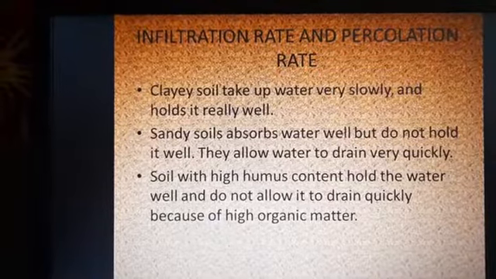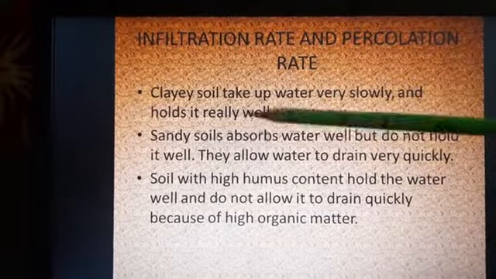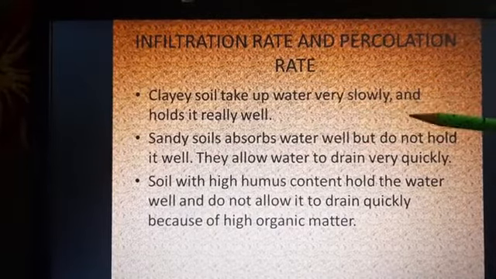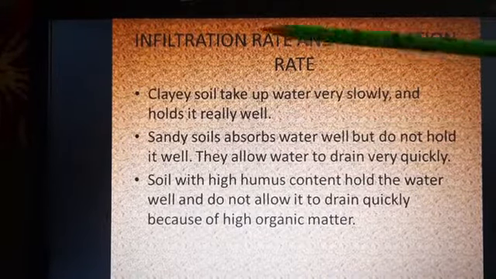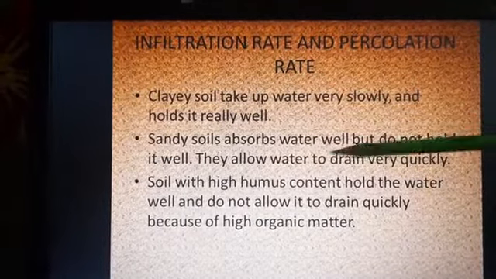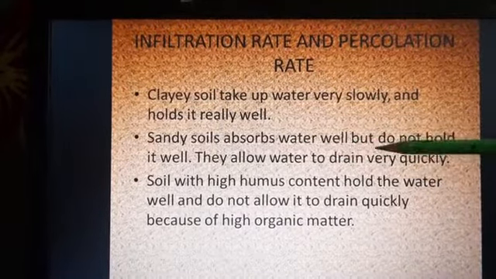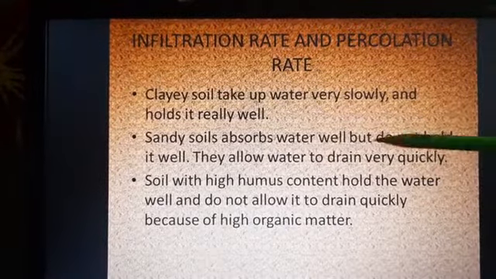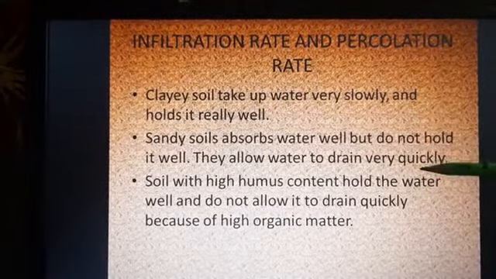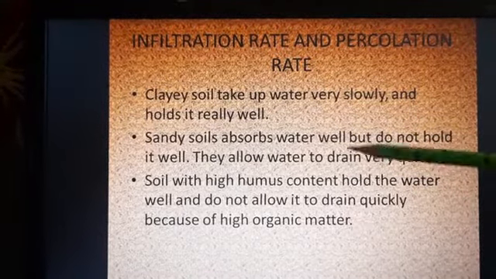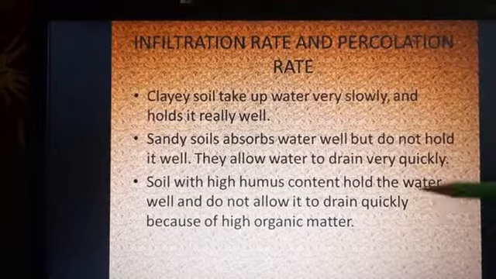So how do different types of soils have different infiltration and percolation rates? Clay soil takes up water very slowly and holds it really well. That means its infiltration rate is very low and percolation rate is very high. Whereas sandy soil absorbs water well but does not hold it well. It allows water to drain very quickly. As we all know, sandy soil does not hold the water and water gets drained very quickly. That means its infiltration rate is very high but percolation rate is very low.